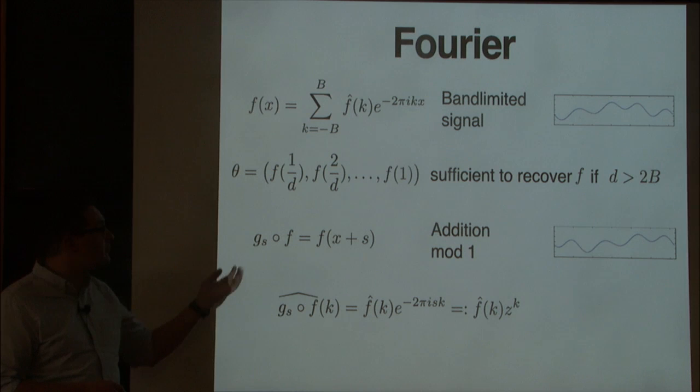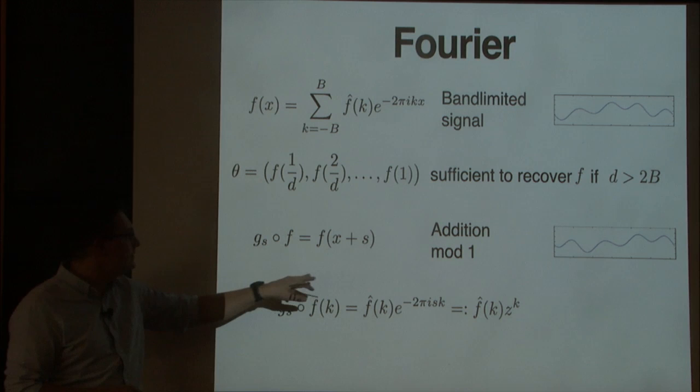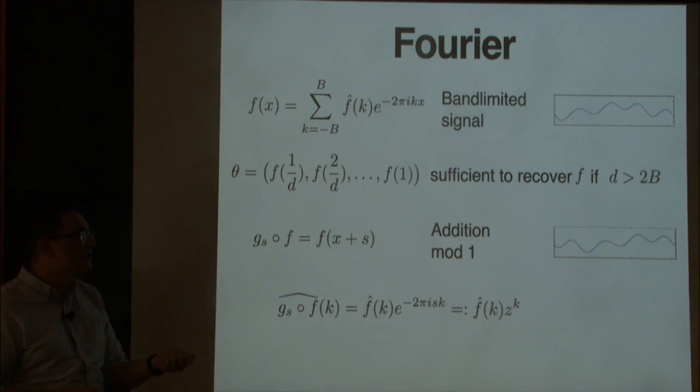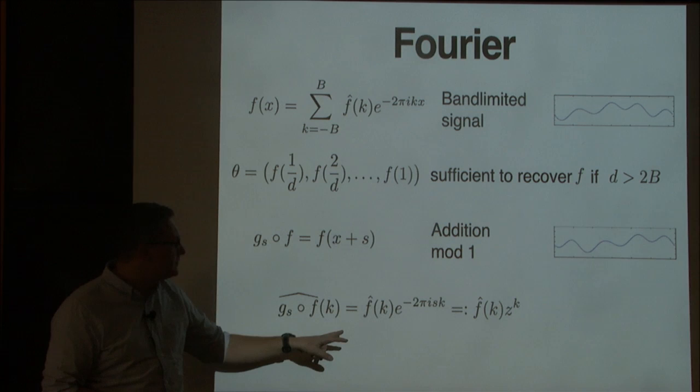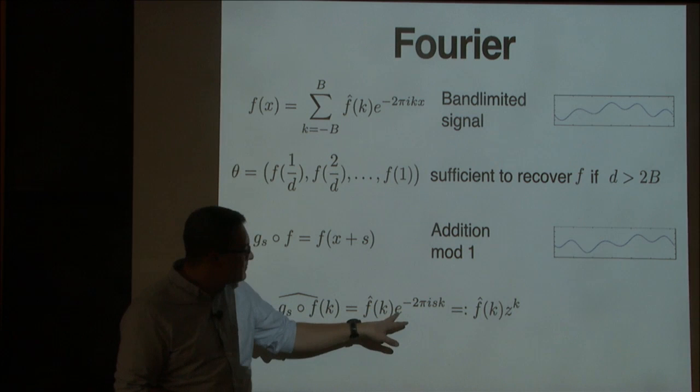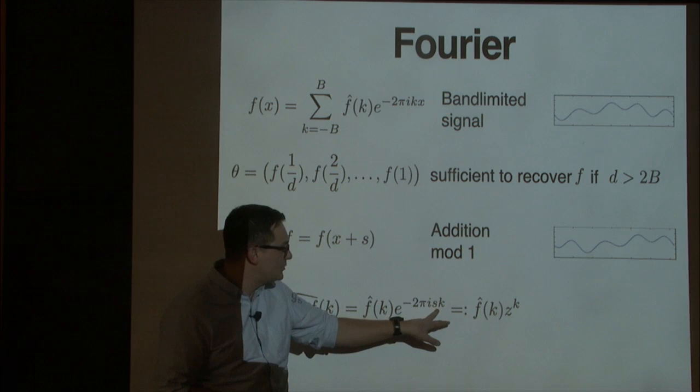We know that in the original space, we have addition mod 1. That's my group action g_s, which is indexed by a specific shift. Picking a particular group element amounts to picking one particular shift in the interval 0, 1. And when I look at the Fourier transform of this, what the Fourier shift theorem tells me is that the kth Fourier coefficient is modulated by e to the minus 2 pi i s, the shift, to the power k.